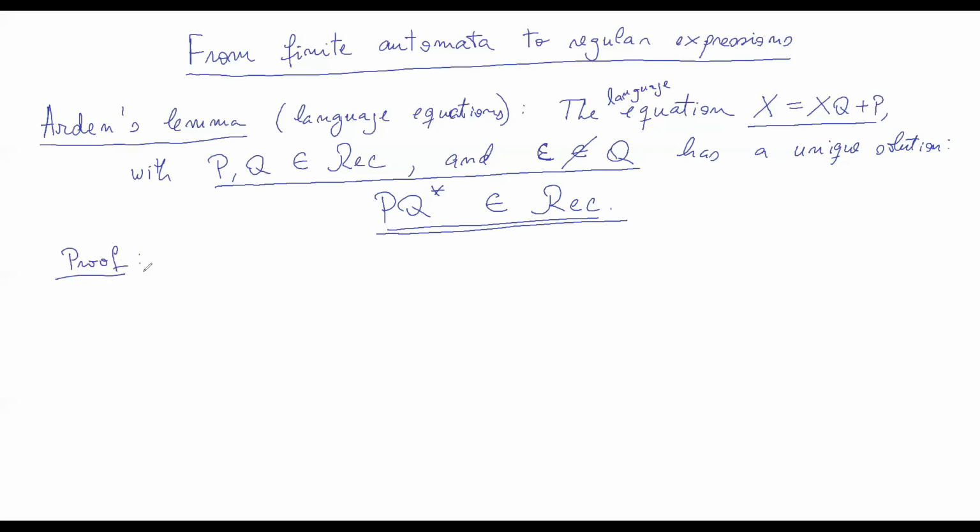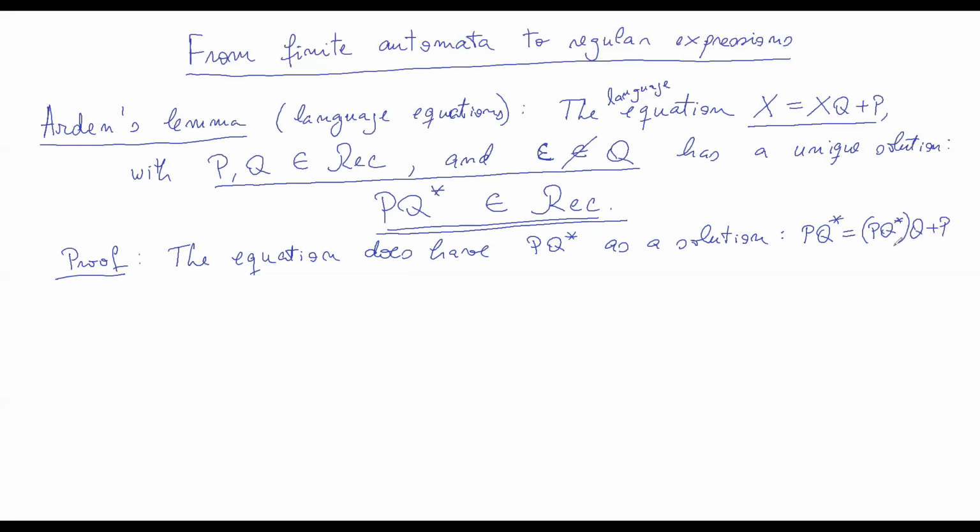First of all, the equation does have a solution. So this is certainly an equation with solutions, and PQ star is a solution. So we are not talking about the empty set of solutions, but there is at least one solution. And you can certainly check that this equality holds. This is just a matter of associativity in this equation. Remember, this plus means union here. So that's the first point I want to make.